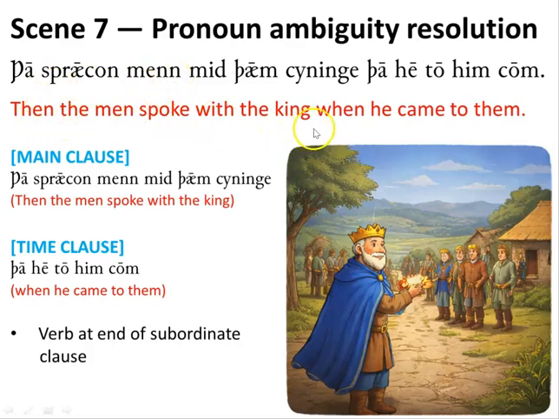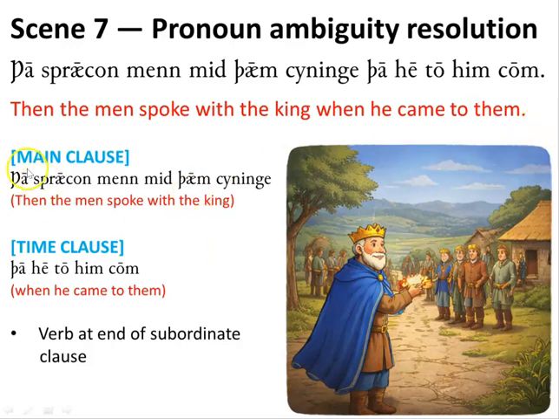Then the men spoke with the king when he came to them. I've used it as men here, and it often is that way. But man, singular, is person. If you want to talk about specifically a male, you can say wer. If you want to talk about specifically a woman, you can say wif. Right. Then the men spoke with the king when he came to them.